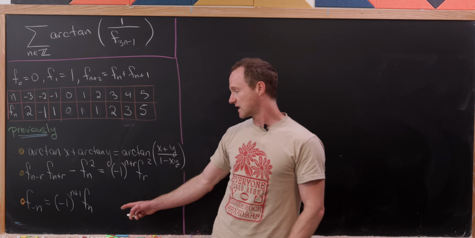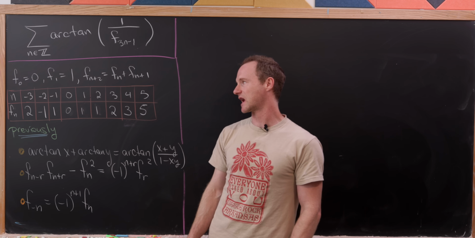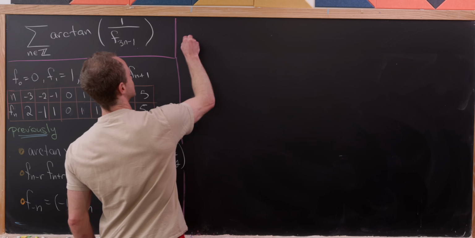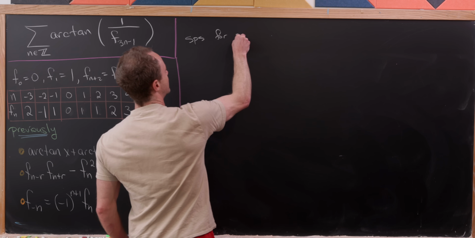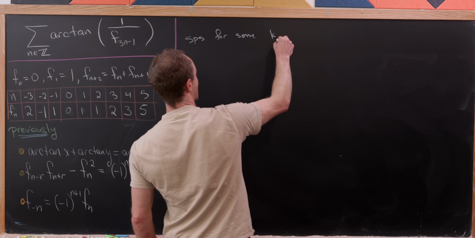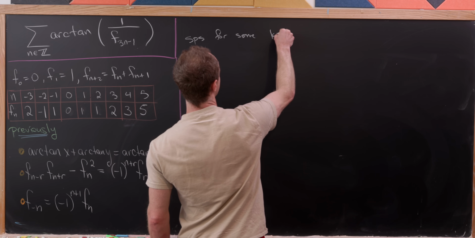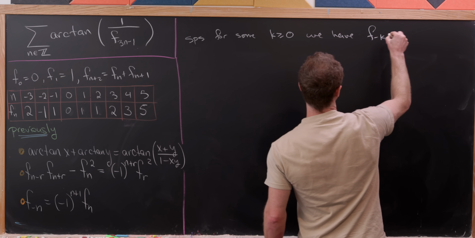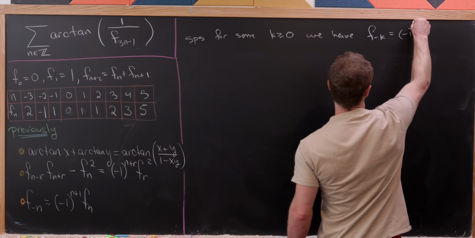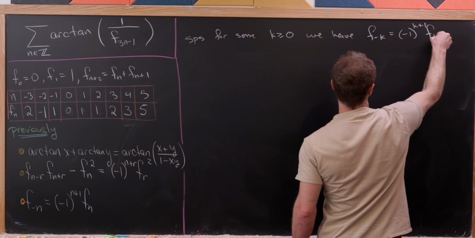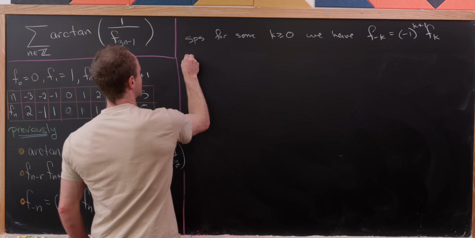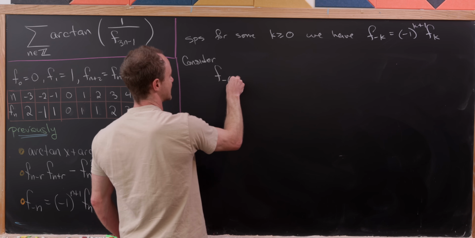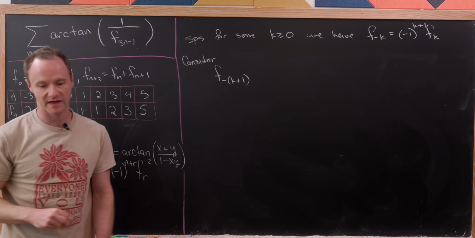Now we can prove this by induction. Notice our base case is taken care of with our chart here. So we just need to make an induction hypothesis. So let's suppose for some k bigger than or equal to 0, we have f sub minus k is equal to (minus 1) to the k plus 1 times f sub k. And now we want to consider the next case. So let's consider f sub minus (k plus 1), like that.